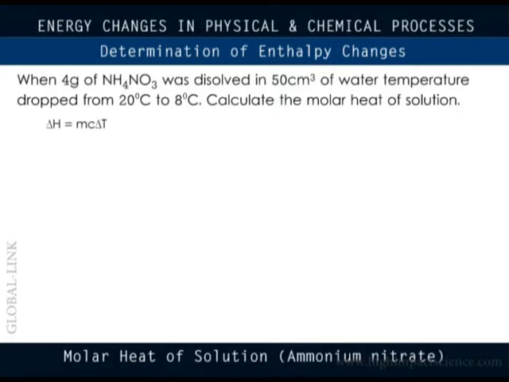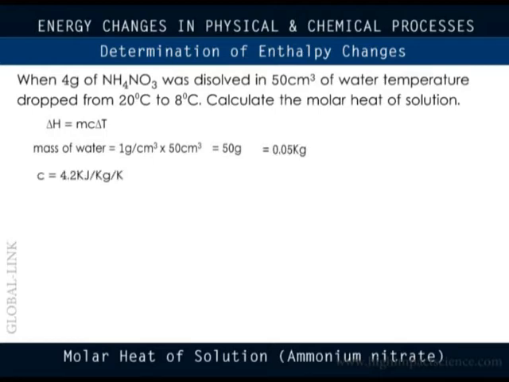Enthalpy change is given by mc delta T. We start with mass. Volume of water is equal to 50 cubic centimeters. Density of water is 1 gram per cubic centimeter. Mass is equal to density times volume, so that gives us 1 gram per cubic centimeter times 50 cubic centimeters, and that gives us 50 grams. That is equivalent to 0.05 kilograms.